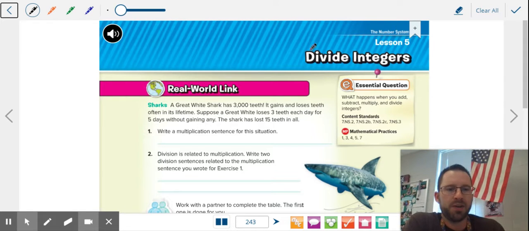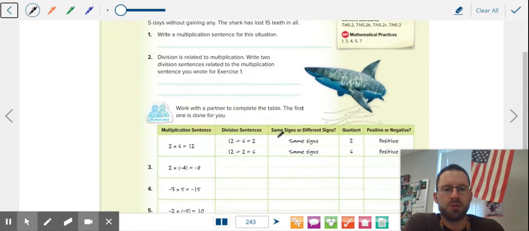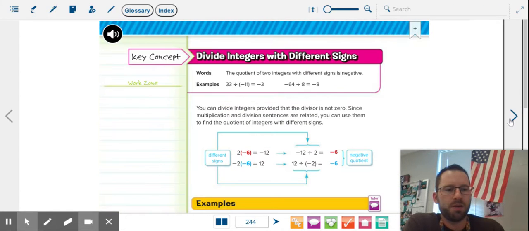Today we're talking about dividing integers. If you watched the last video, I did go over the rules for multiplying integers, and I did say that they are the same rules for dividing integers, so they're interchangeable. If you remember what they are, great. If you didn't remember what they are, or if you didn't watch the multiplying integers rules, you're going to learn them now.